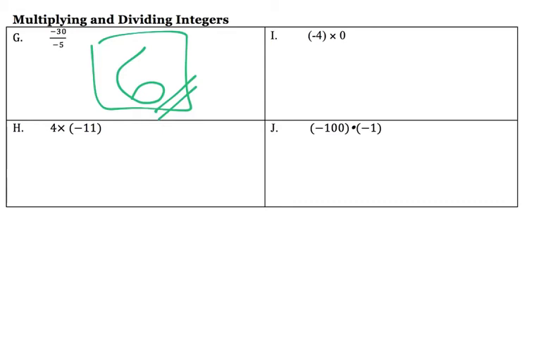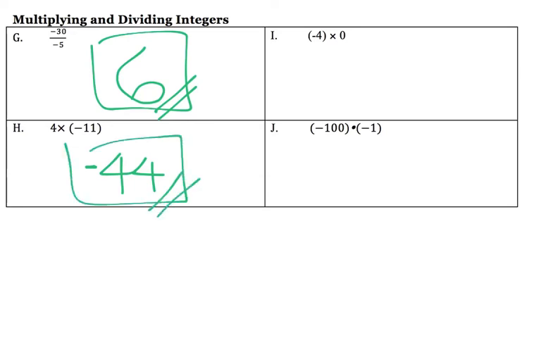Then when I get to h, it says 4 times negative 11. And I know that 4 groups of 11 is 44. But then when I want to figure out if it is positive or negative, you could think of the patterns you discovered, which tell us that when we're multiplying with one negative, the answer is negative. Or, different signs multiply to a negative.